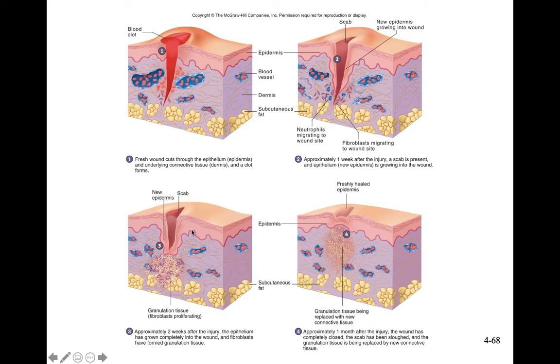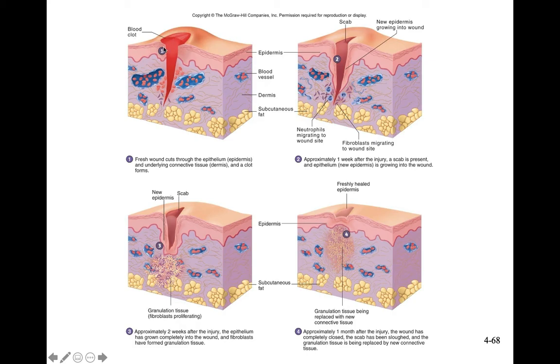So here we look at primary union. Here's the skin, our stratified squamous epithelium. Here's our dense, irregular, collagenous connective tissue with blood vessels within it. We get a cut. The cut is filled with a clot. Okay, that clot is actually our scab that we see.